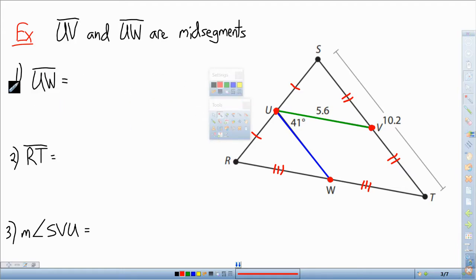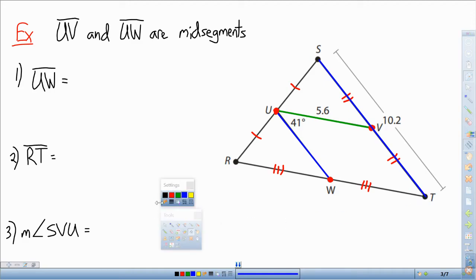Okay, so now that we know that, let's look at number one. It's asking us to find UW. So it's asking us to find the length of this blue line right here, this mid-segment. Well, here's what we know. We know that this midsegment right here is, first of all, parallel to this side length here. But more importantly, we know that the length of this midsegment is half the length of this side length. So if we wanted to write out a little formula, it's not terribly necessary, but it's worth putting in your notes. We know that UW equals 1/2 of this side length, which they've given us the length 10.2.